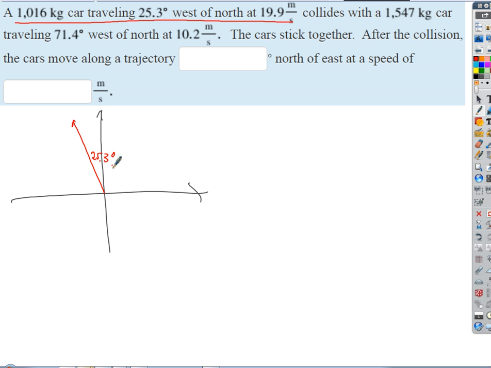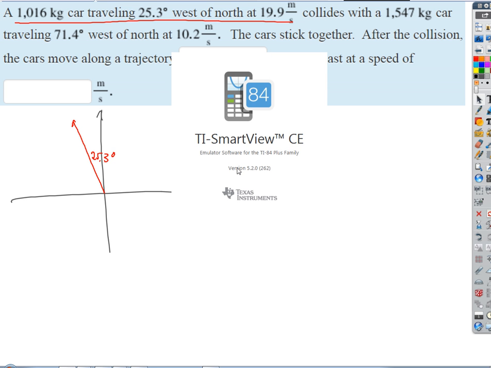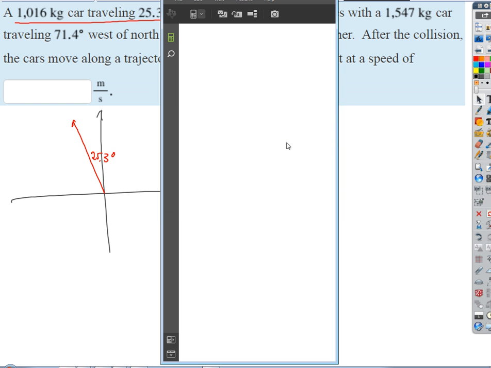Let's figure out what the magnitude is. If I throw that in a calculator: 19,000, 20,000. 20,218. Oh, there it is.